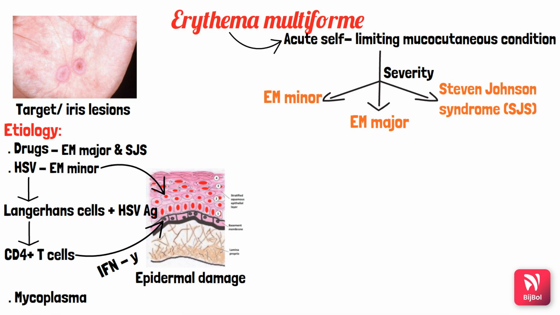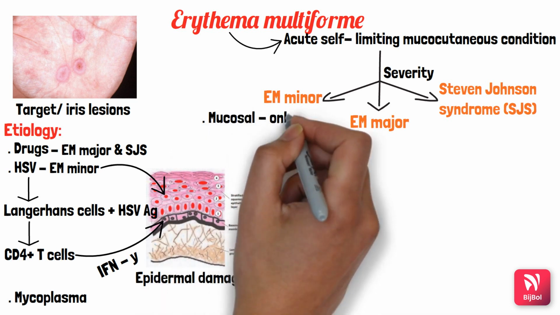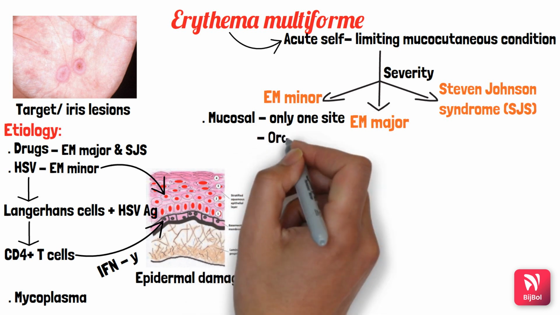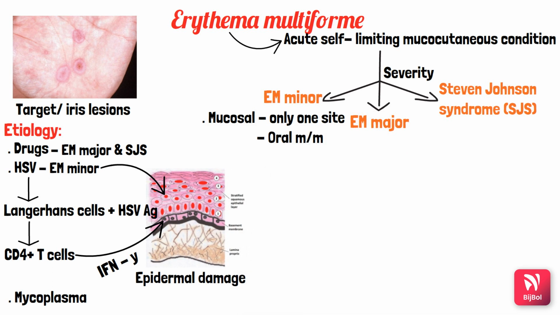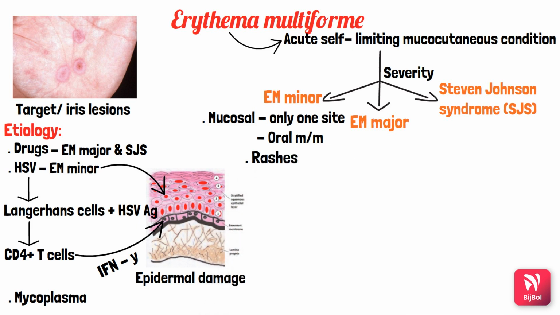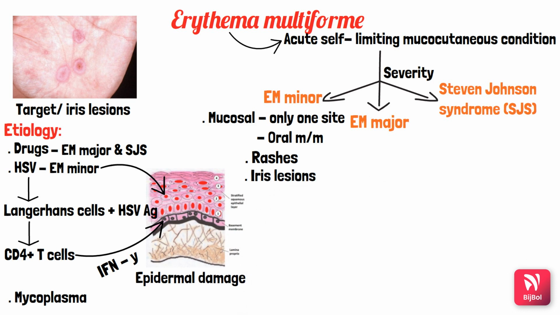Now going into the manifestations of different types of erythema multiforme. In the minor type, the involvement of mucous membrane is limited to only one site. That one site will most commonly be the oral mucous membrane. And there will be cutaneous manifestation in the form of rashes, as well as, like I told before, target or iris lesions. These target or iris lesions will be seen on the extremities.